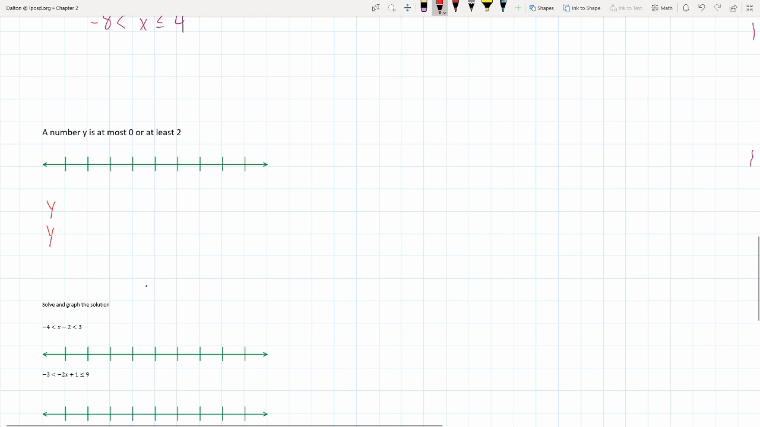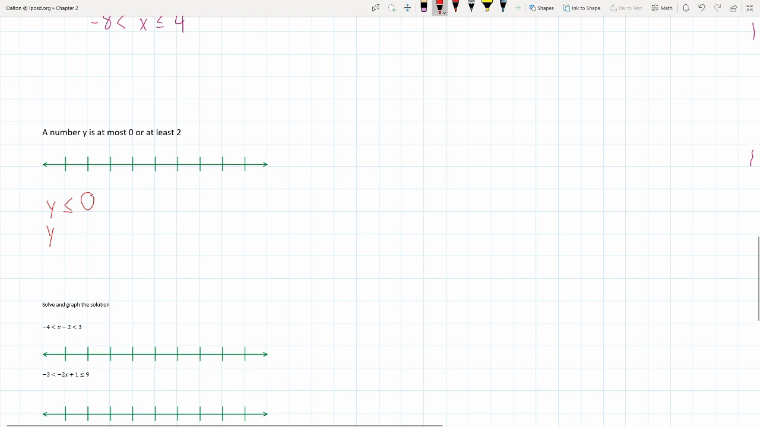And this is kind of where some people struggle, with these at most and at least phrases. It takes just a second for you to say, okay, if it's at most 0, can it be more than 0? Or can it be less than that? So at most says it cannot be any bigger than 0. So it needs to be less than. It can be equal to 0, but it can't be any bigger than that.